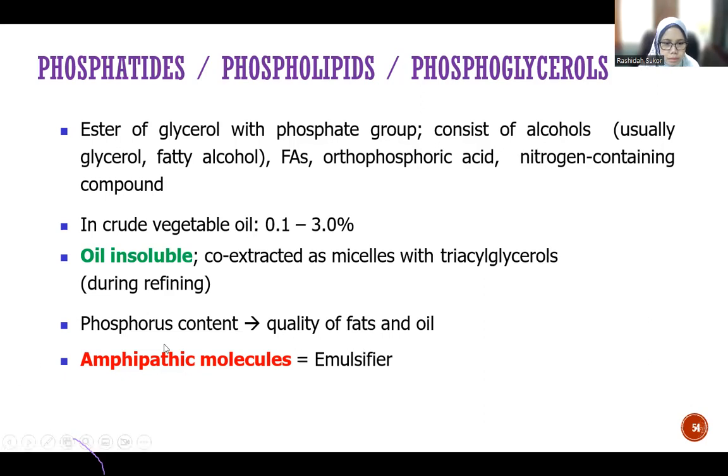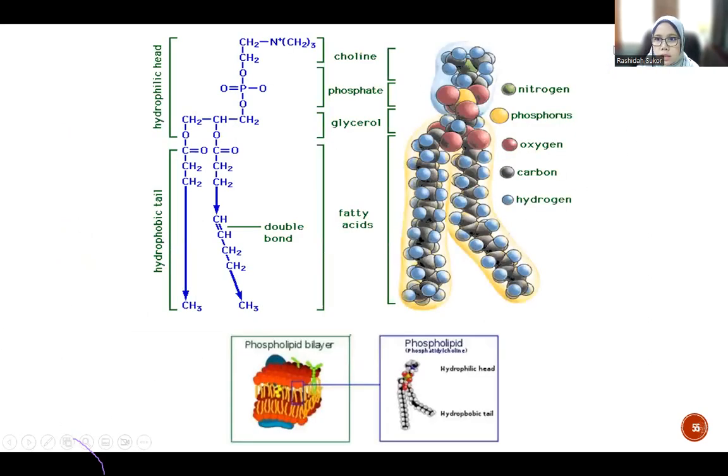Okay. Amphipathic macam tadi tu, amphipathic molecule dia ada component that has hydrophobic and also hydrophilic component, so it can be a good emulsifier. Okay, I don't know if you can see this one. Okay, ni macam tadi lah, dia nak tunjuk where is the hydrophilic head.